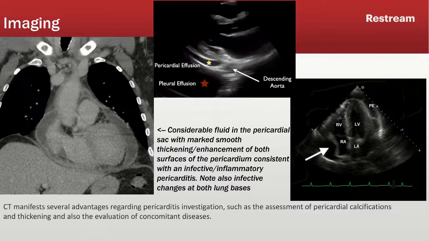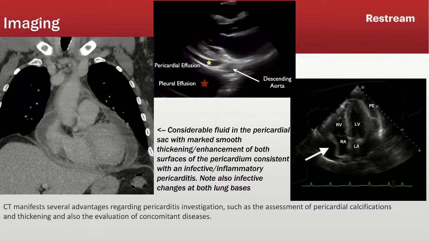with some enhancements. So if you look around the heart, this kind of darker fluid on the right hand side, you can see this is all fluid within the pericardial sac. Okay. Some smooth thickening and enhancement of the surfaces. This is consistent with an infective or inflammatory cause of pericarditis.